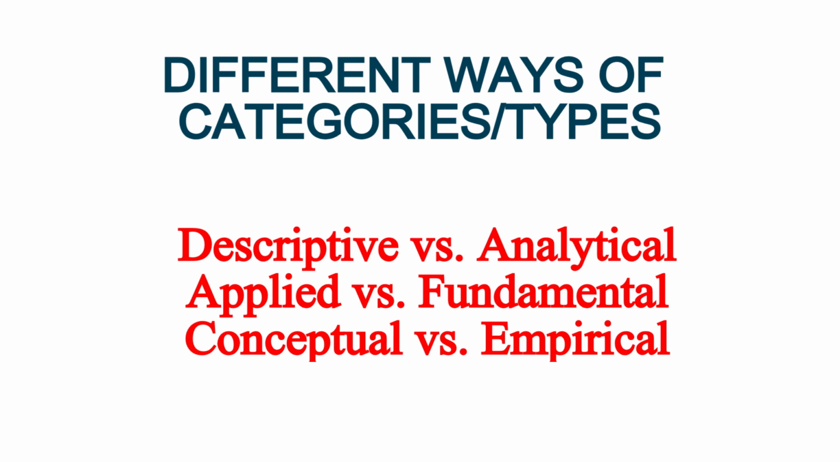And now, let's look at other important ways research can be categorized. We can distinguish between descriptive versus analytical, applied versus fundamental, quantitative versus qualitative, conceptual versus empirical. Each pair reflects a different purpose or level of abstraction.